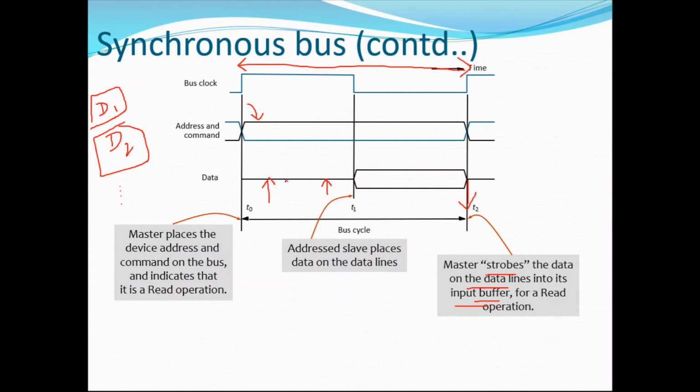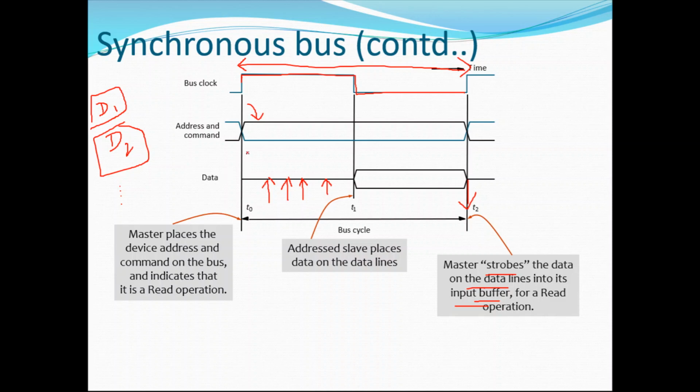Device 3 may be able to place the data at this time. Device 4 may be able to place the data at this time. So different devices are working at different speeds. But we need what? One common clock to control everything. So this common clock should be set up based on which device? Based on the slowest device.